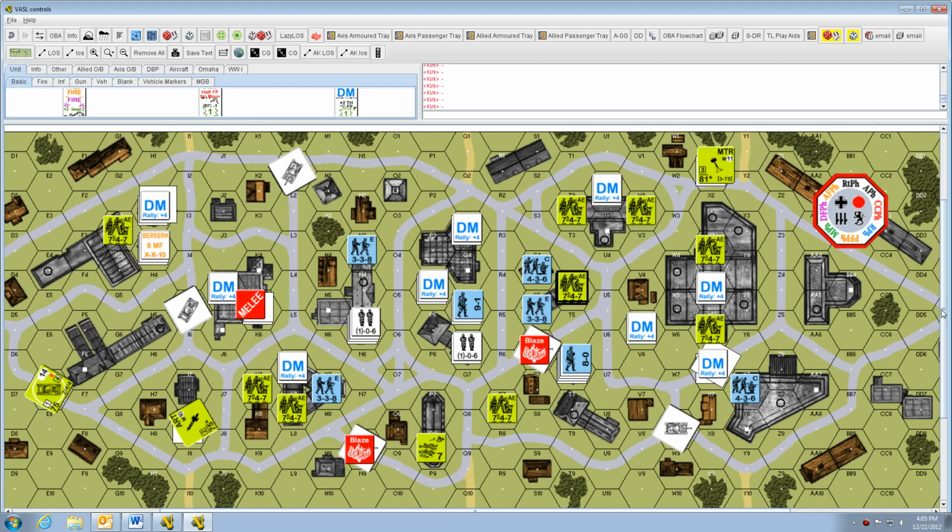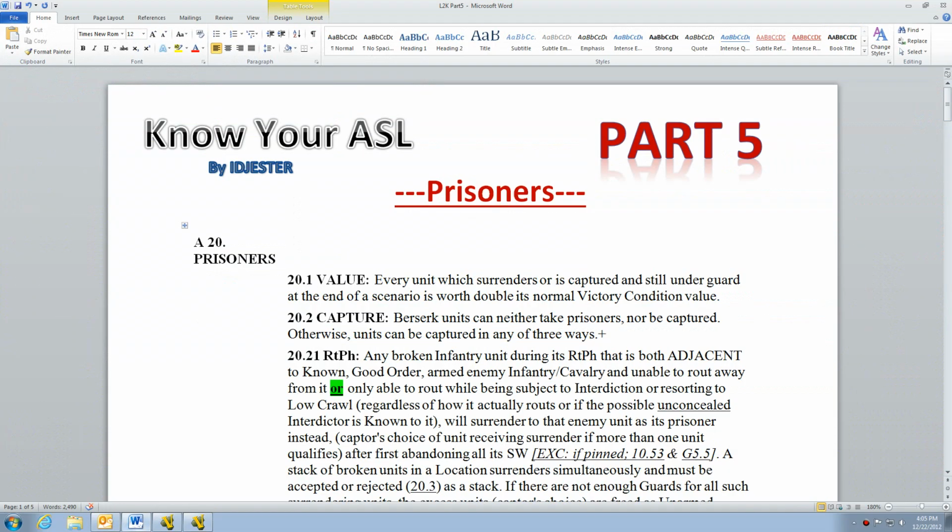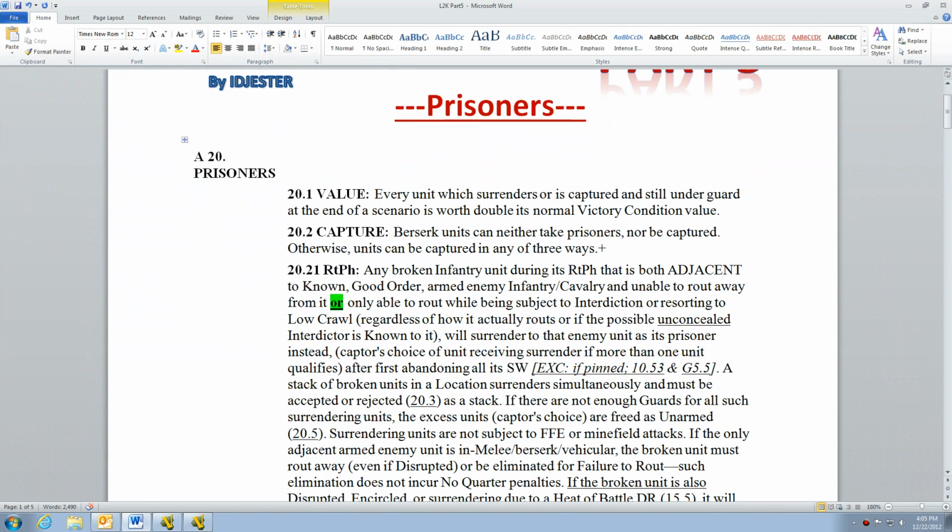So I want people to understand that even though there are quite a few rules associated with taking prisoners, once you understand the rules, they're not complex. They're very simple rules. Once you understand them, it can be very advantageous for you to take prisoners instead of just invoking no quarter. So let's talk about the prisoner rules here, and when do enemy units surrender to you?